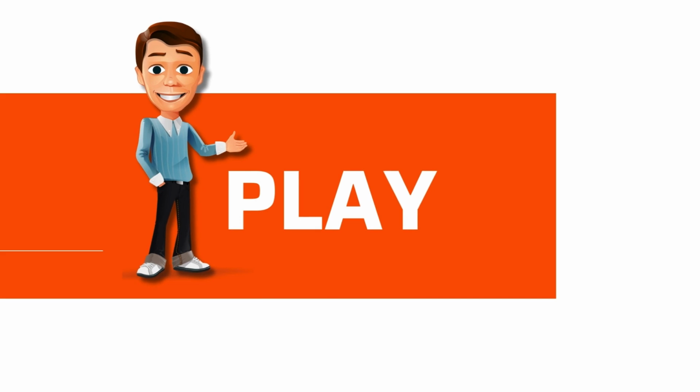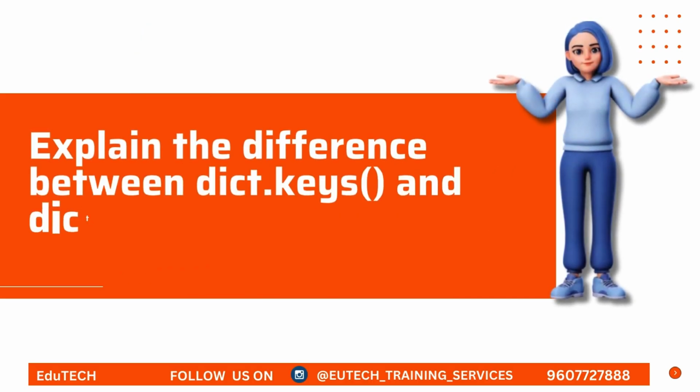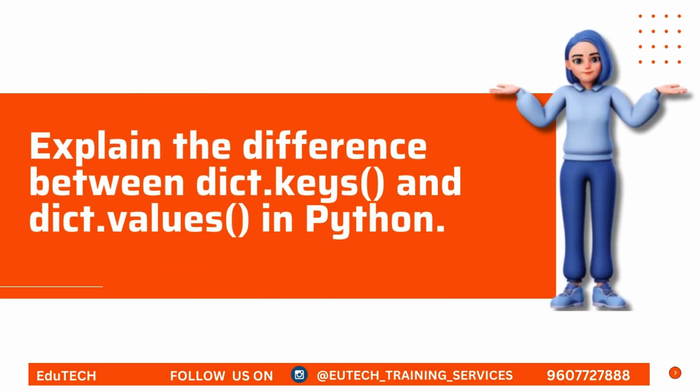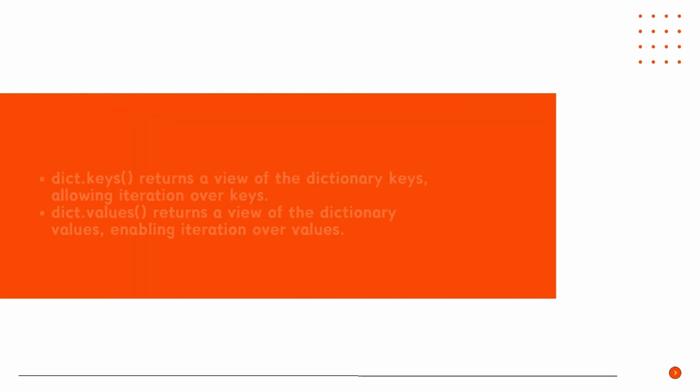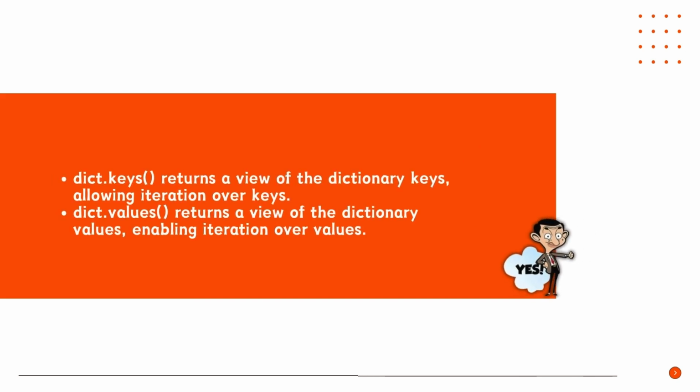Explain the difference between dict.keys and dict.values in Python. Dict.keys returns a view of the dictionary keys, allowing iteration over keys. Dict.values returns a view of the dictionary values, enabling iteration over values.